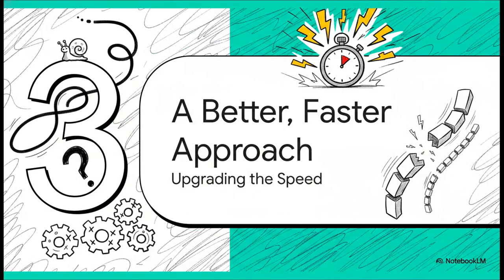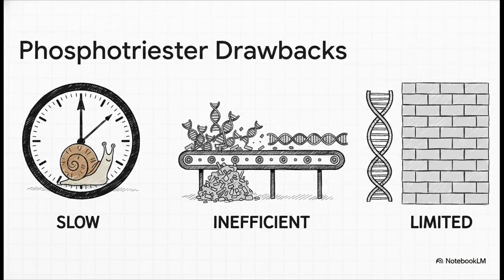Problem solved, right? Well, not so fast. The phosphotriester method worked, yeah, but it was painfully slow and pretty inefficient. Trying to build anything longer than just a few letters was a huge headache. The whole process needed a major speed boost. And let's get real about why it wasn't cutting it.